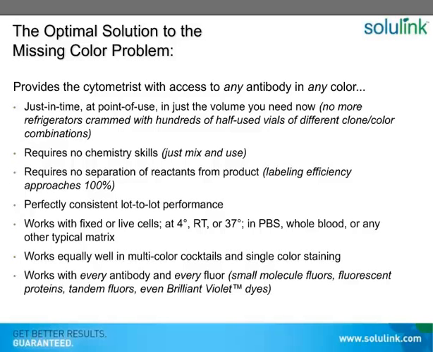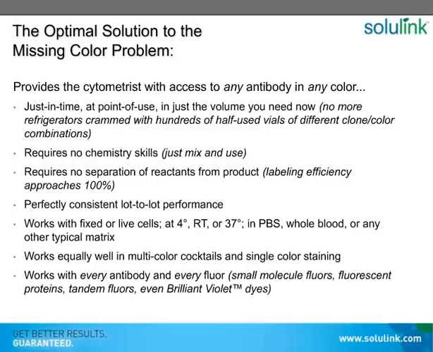Instead, what you'd like is a just-in-time technology where at the point of use you can say to yourself, I need this antibody labeled with this particular fluorophore. And then you could just mix 2 volumes of antibody and fluor together. They would spontaneously label, and you'd be able to use it at the time you actually need it. Because most flow cytometrists are not chemists, you'd also like it to be a technology that doesn't require any chemistry skills at all. Even as far as a simple separation step at the end of the labeling process, you really don't want to get into that. You want a mix and use technology.